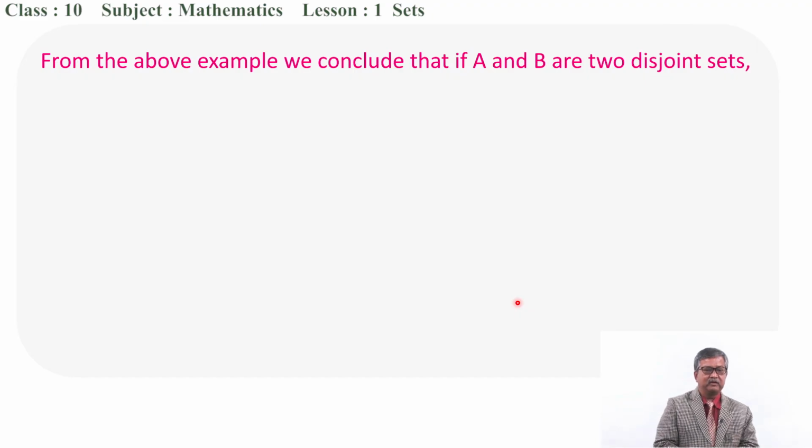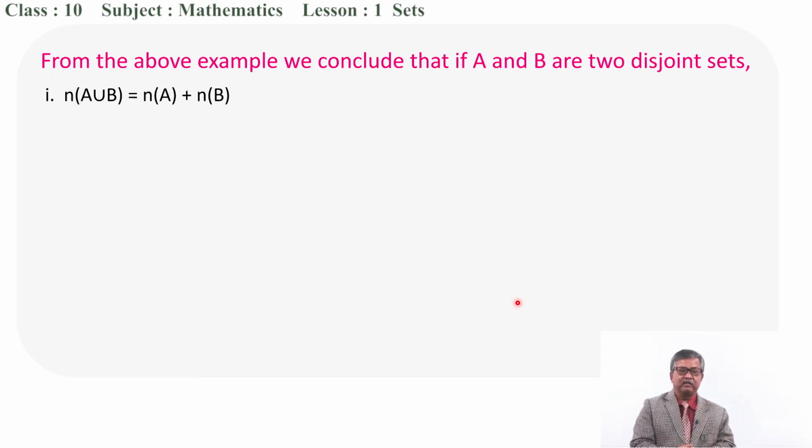So from the above example, we conclude that if A and B are two disjoint sets, and an example of disjoint sets is B and F, yes or not? Then from this example we conclude, with the sets denoted by A in place of B and B in place of F, that the cardinality of A union B is equal to the cardinality of A plus the cardinality of B. Because we showed that if B and F are disjoint, then the cardinality of B union F is the cardinality of B plus the cardinality of F, or not?